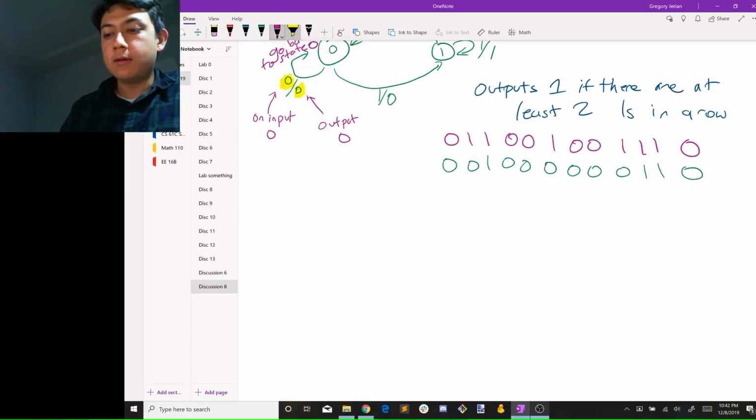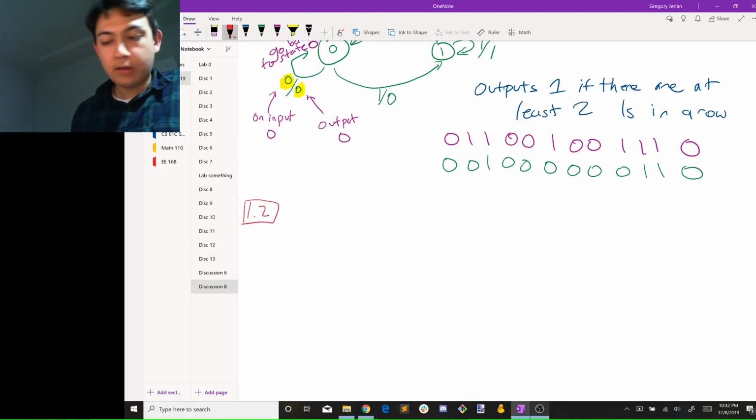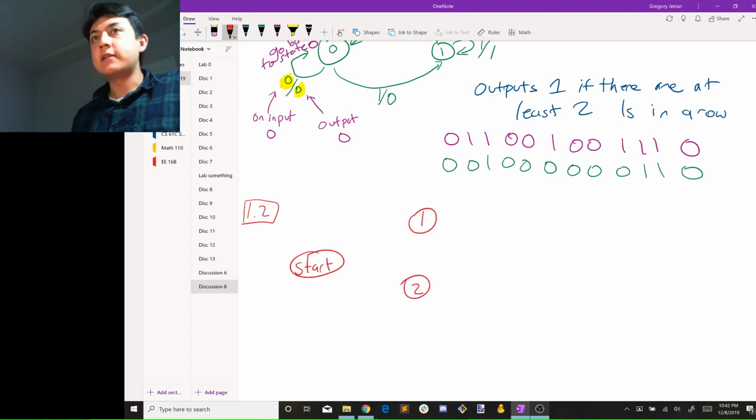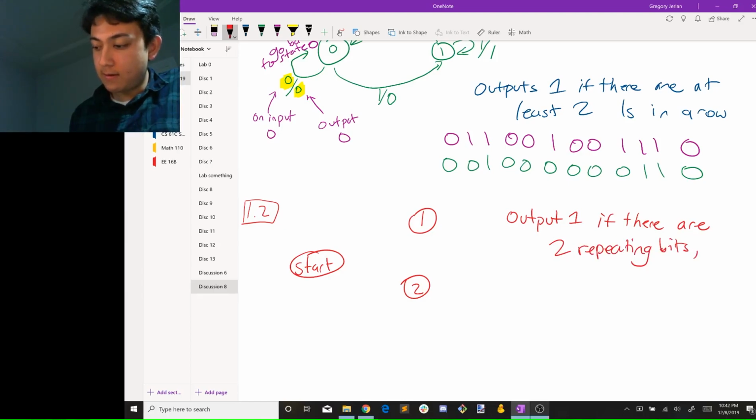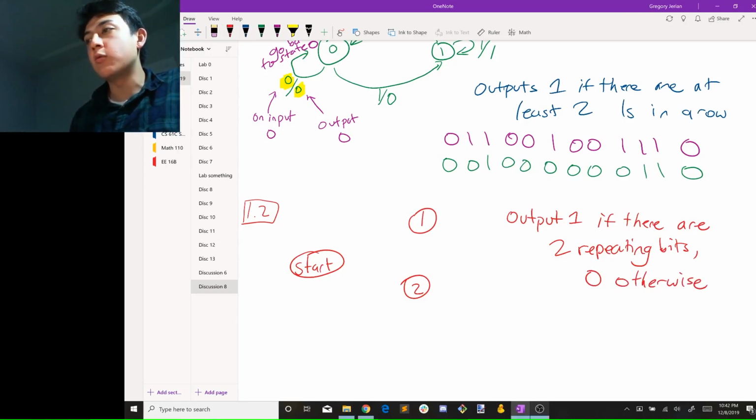That was a little too easy for you. So 1.2 asks you to fill in the FSM. So it gives you these three vertices, start, 1, and 2, and it says fill in an FSM that will output 1 whenever we have two repeating bits. So output 1 if there are two repeating bits, and 0 otherwise.